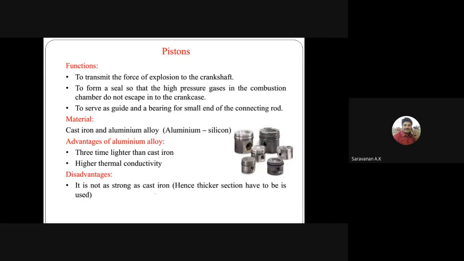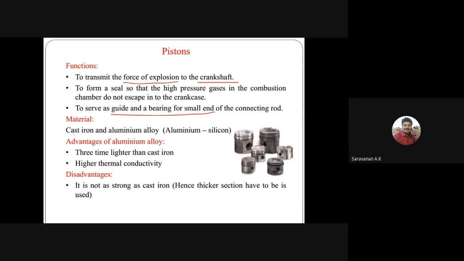Then the important component of the engine is the piston. It will transmit the power or force in the expansion stroke to the crankshaft. It also serves as a guide and bearing for the small end of the connecting rod.